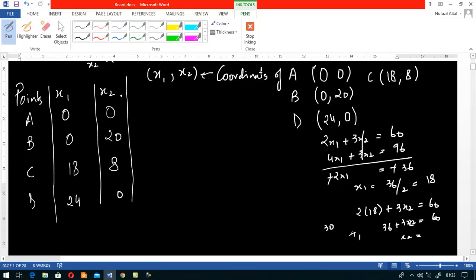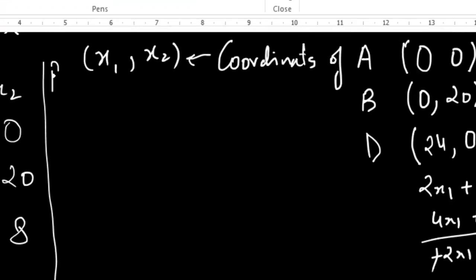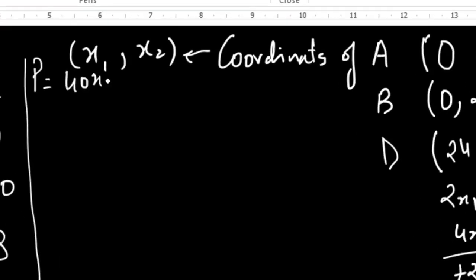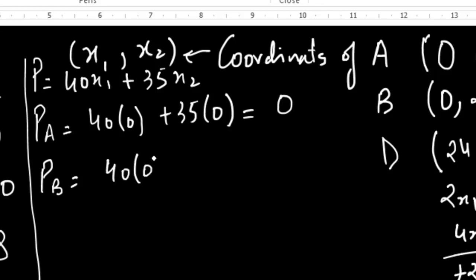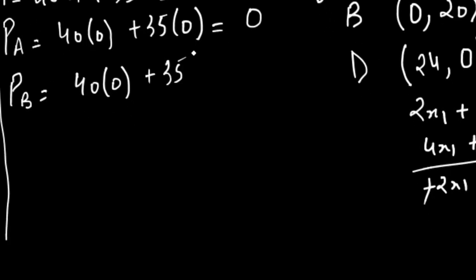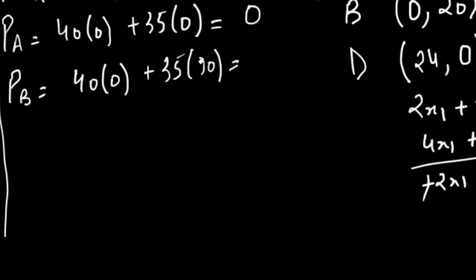Now what I will do, I will write an objective function over here, that is a profit function, 40x1 plus 35x2. Now let me solve it. For profit at point A will be equal to 40 into 0 plus 35 into 0, which is very logical because I'm not selling anything of x1, not selling anything of x2, so profit is 0. At point B, I'm not selling anything of x1, but I am selling 20 units of x2. So my profit is equal to 700.